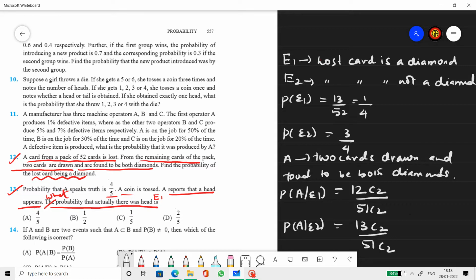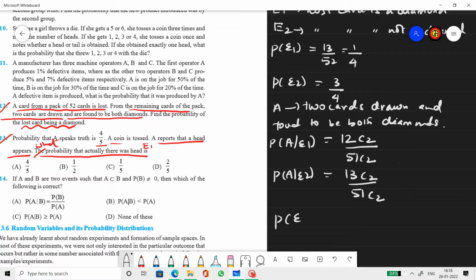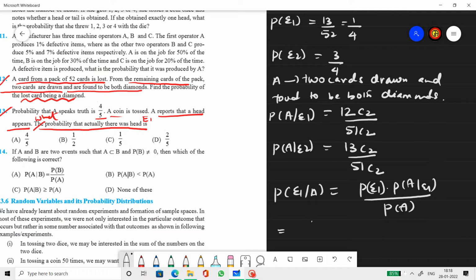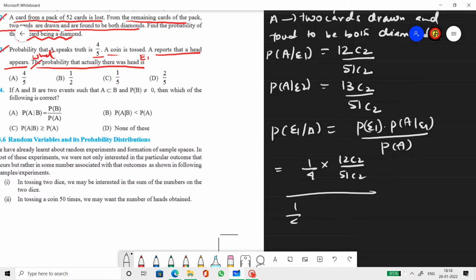So now what is asked here? They want us to find E1 given A, which is Bayes, P of E1 into A given E1 by P of A, which is 1 by 4 into 12 C2 by 51 C2 divided by 1 by 4 into 12 C2 by 51 C2 plus 3 by 4 into 13 C2 by 51 C2.